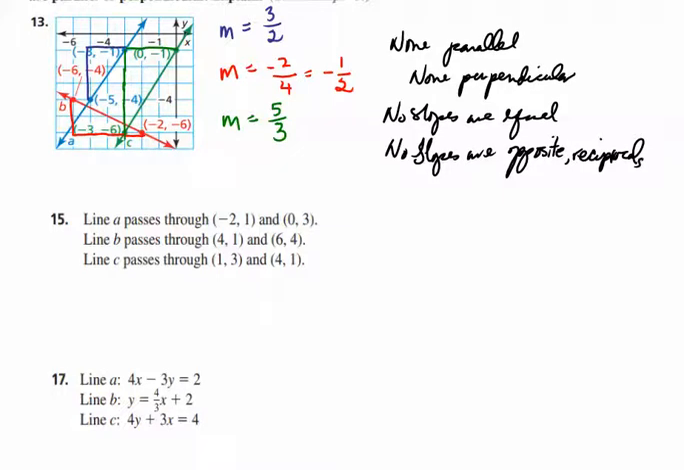Problem number 15. We have 3 lines, and we're going to have to find their slopes using the slope formula. So we'll go to the blue line. To save space, I won't write the formulas here. We have 3 minus 1 over 0 minus negative 2, and that gives me a slope of 2 over 2, which is 1. So A has a slope of 1.